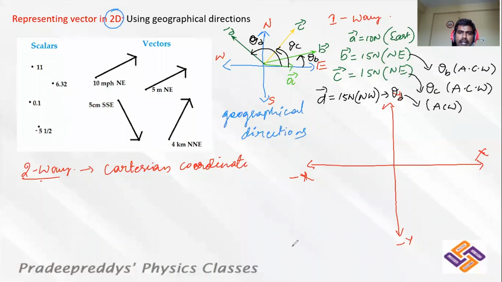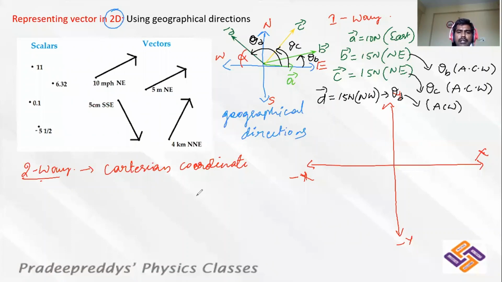You should not consider this as the angle. Don't consider this as the angle. You should stick to one rule. It is that any vector, it should be represented in two dimension in such a way its angle is chosen with positive x-axis in anti-clockwise direction. That is the rule which you need to use in order to represent it as a vector quantity, that is in anti-clockwise direction. This is one way. The first way is very simple. Simply you represent it with geographical directions and also angle.